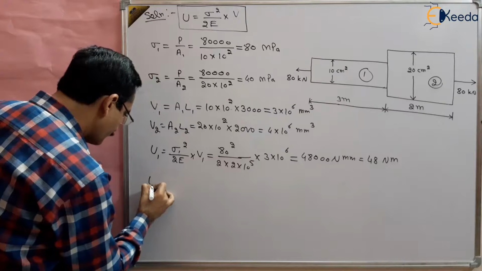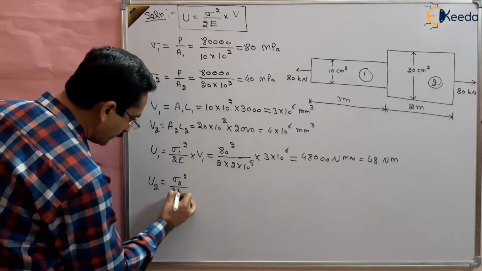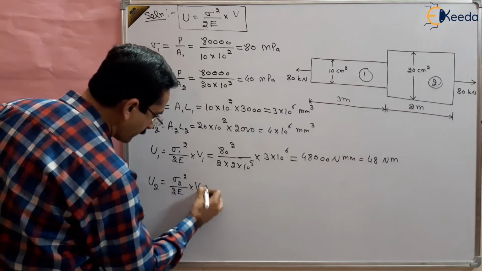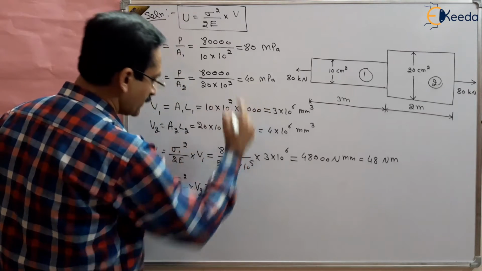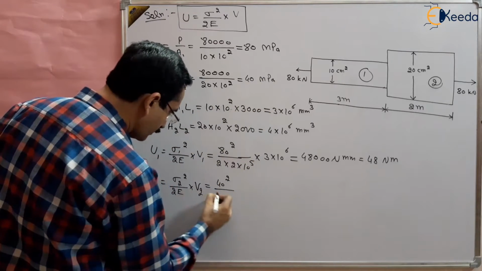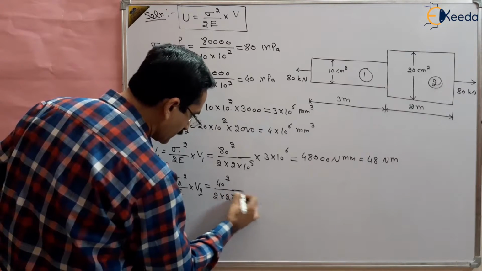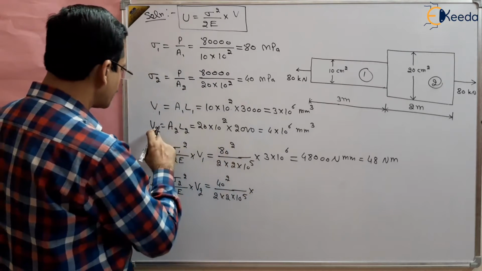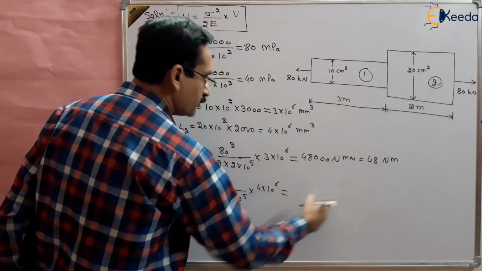So that will be U2. That will be sigma 2 square upon 2E multiplied by volume of the second part. So that will be equal to 40 square divided by 2 multiplied by E, that is 2 into 10 to the power 5, multiplied by volume. Volume of the second part is 4 into 10 power 6. So this much Newton millimeter.